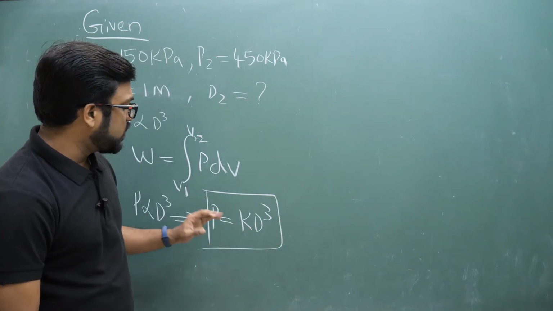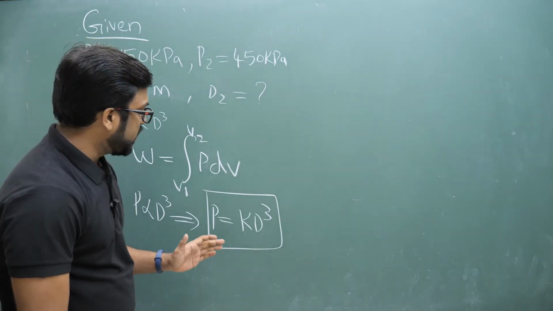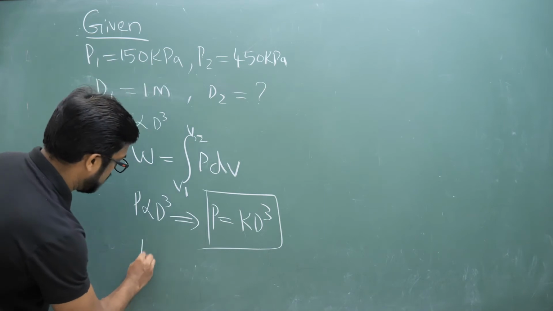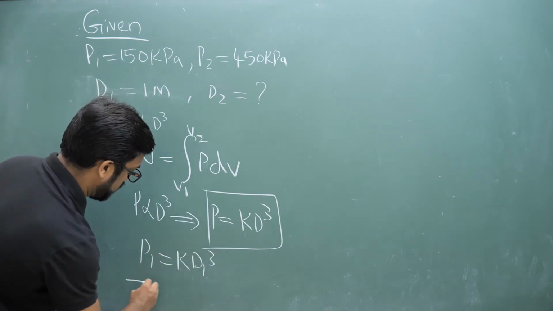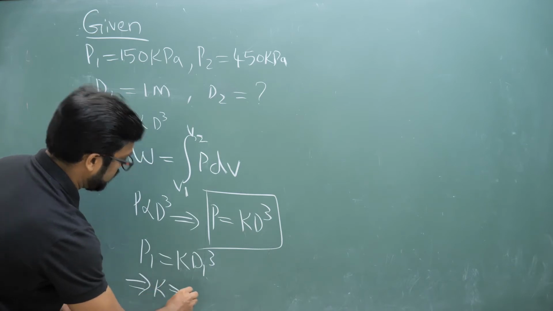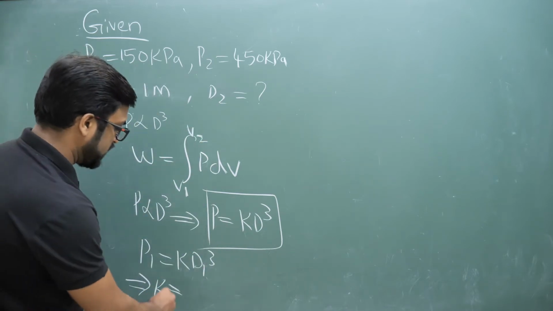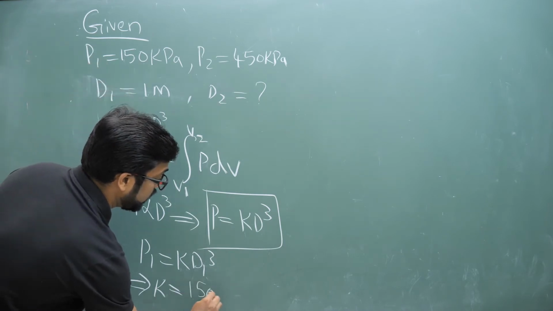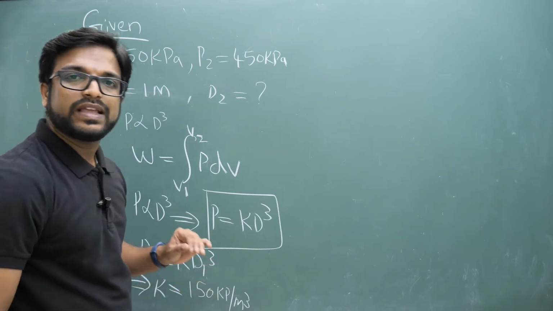So now I got P is equal to K D cube. And by giving P1 is equal to K into D1 cube, I can get the value of K. P1 is nothing but 150, D1 is 1 meter. So I can get the value of K as 150 kilopascal per meter cube. Fine. So I got the K value.